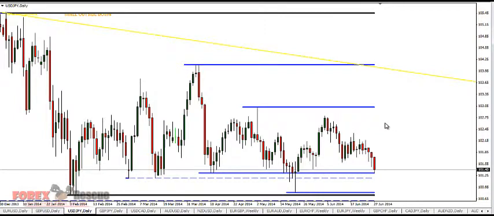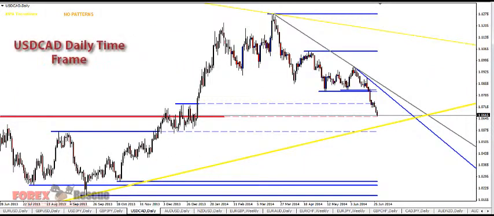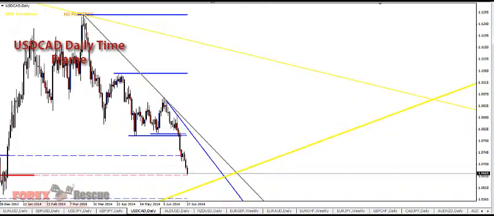Now the next pair we'll be considering is the USD-CAD pair. Now this is the USD-CAD pair daily time frame.